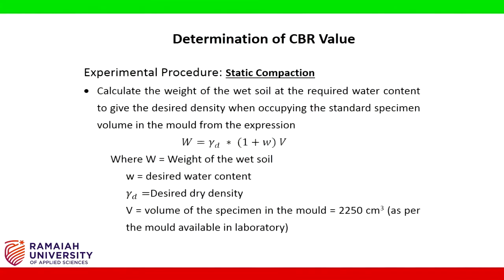Static compaction. Calculate the weight of the wet soil at the required water content to give the desired density when occupying the standard specimen volume in the mold from the expression W equal to γd into (1 plus w) into V, where W is the weight of the wet soil, w the desired water content, γd the desired dry density, V the volume of the specimen in the mold that is equal to 2250 cm³ as per the mold available in laboratory.